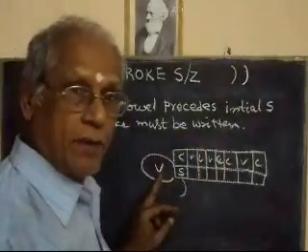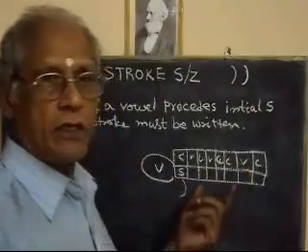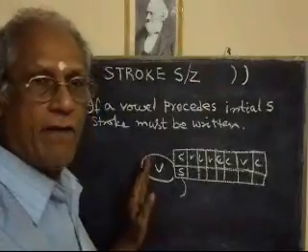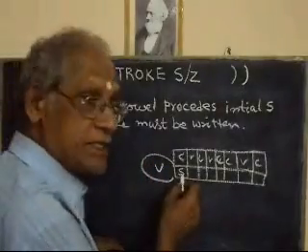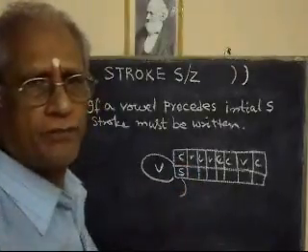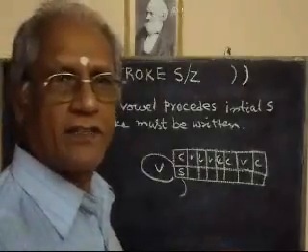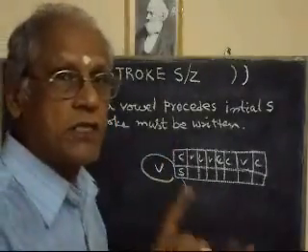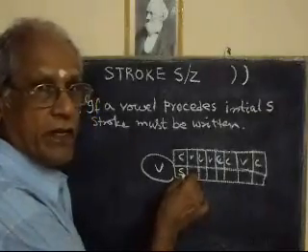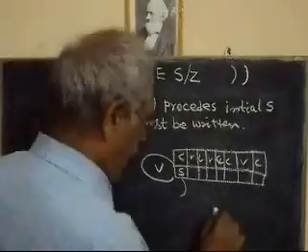If a vowel precedes initial S, that means in the word the first consonant must be S, and before that there is a vowel, then this S should be represented by the stroke only and not the circle. If a vowel is not there, you can write the circle. So, the stroke S must be written if the initial sound of S in the word is preceded by a vowel. Let us see the examples.